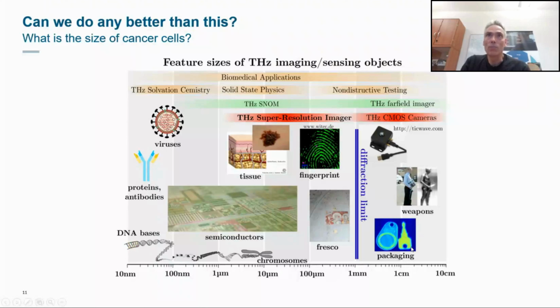But for anything that's smaller in size, like tissue or cells, chromosomes, DNAs, proteins, or viruses, you have to resolve structures that are much smaller than that. And typically for cancer tissue research, you are looking for a resolution of about 10 micrometers at least. And therefore we really need to rethink the way our Terahertz imagers are built to actually use information that we acquire in the near field.